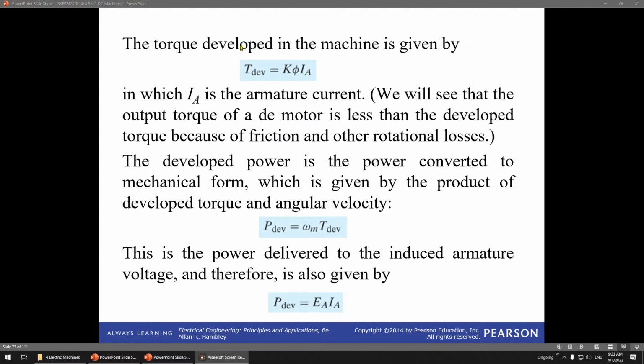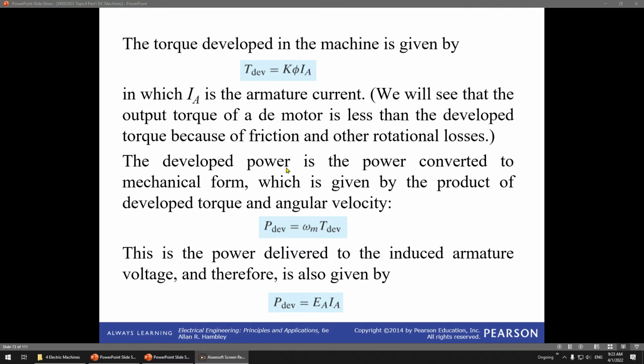Then you have a torque. Torque developed in the machine is given by T equals K flux IA, in which IA is the armature current. We will see that the output torque of the DC motor is less than the developed torque because of the friction and other rotational loss. So the calculated value here is much higher, but at the end it is much lower due to the friction and rotational losses.